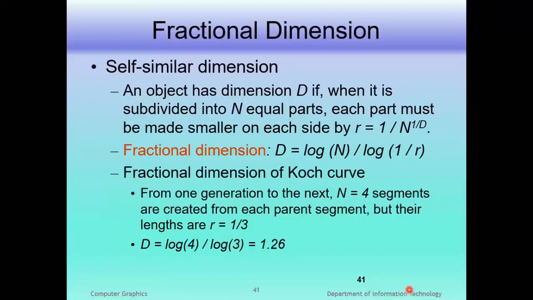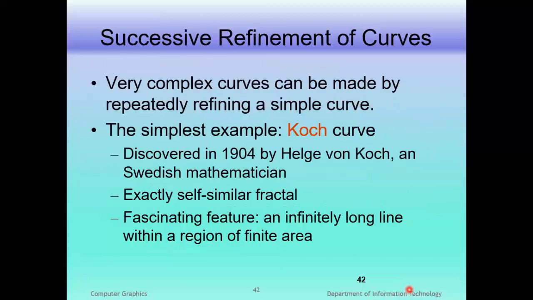Self-similar dimension: an object has dimension d if, when it is subdivided into n equal parts, each part must be made smaller on each side by r is equal to 1 by l or 1 by n raised to 1 by d. The fractal dimension will be given by the formula d is equal to log of n divided by log of 1 by r. We will see this fractal dimension for the Koch curve after explaining the Koch curve.